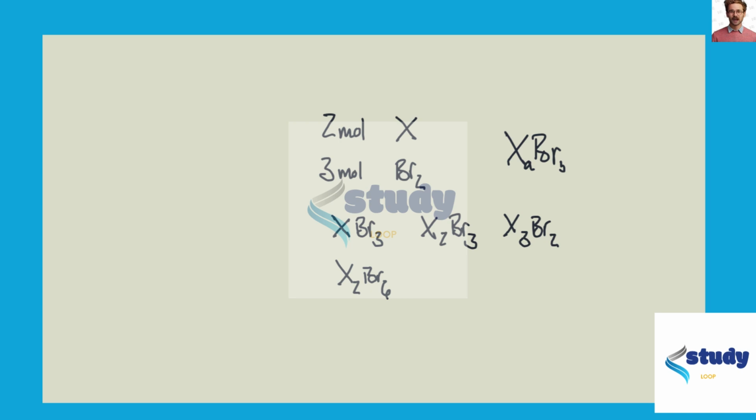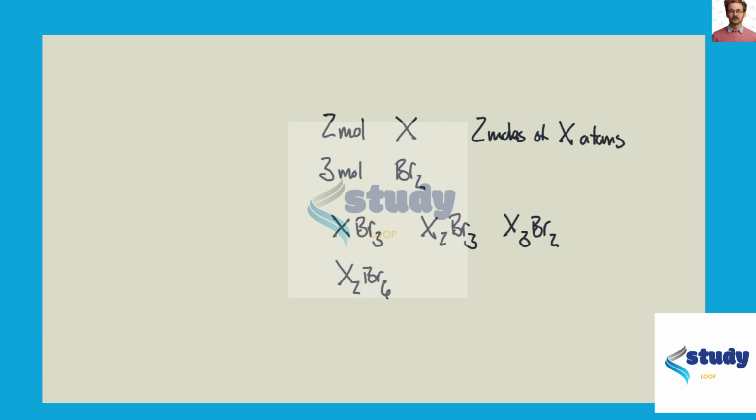Well, if we take a look at our starting information, we know that we have 2 moles of X, and X is not diatomic, it's monoatomic, right? A mole of X is a mole of X. There's nothing else to it. So that's to say that our total number of moles of X atoms is 2 moles.